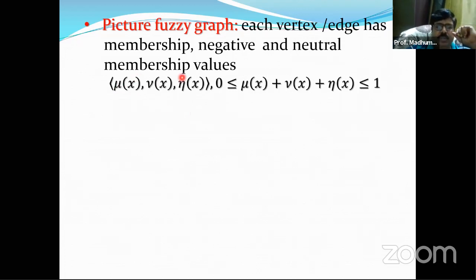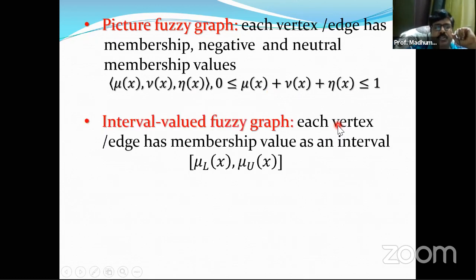So these three parameters can be associated with a single vertex or a single edge. If we consider three parameters for a single entry, then that particular graph is called the picture fuzzy graph. And note that the sum of these three things lies between 0 and 1. So this is another variation of fuzzy graph theory. And if you consider the membership value within an interval, so determination of membership value of an element is a very tough job.